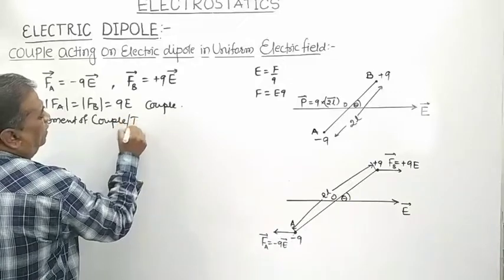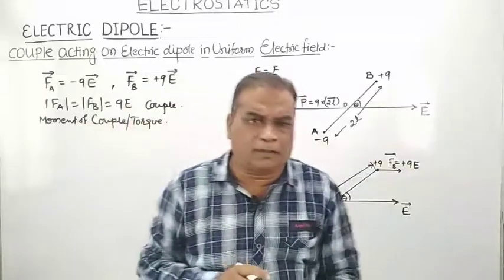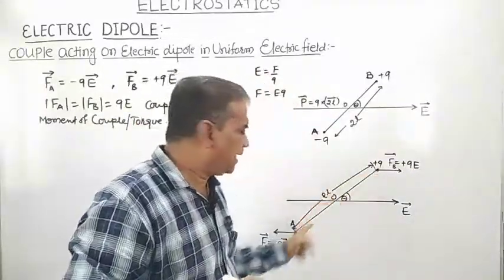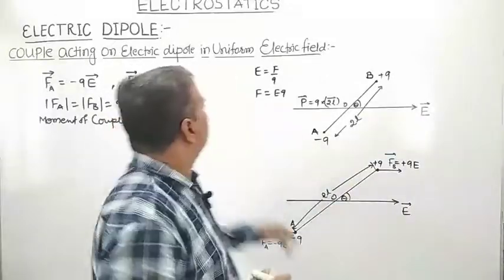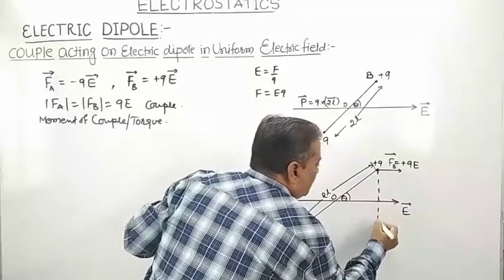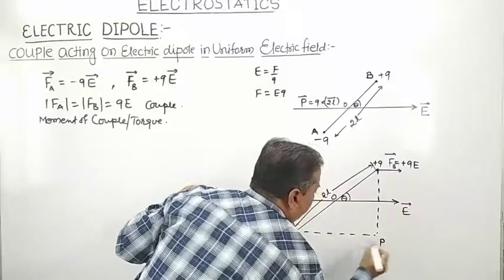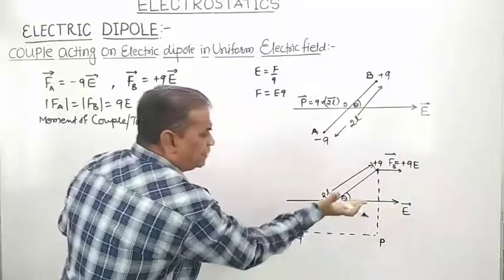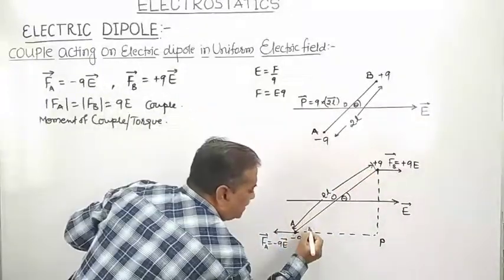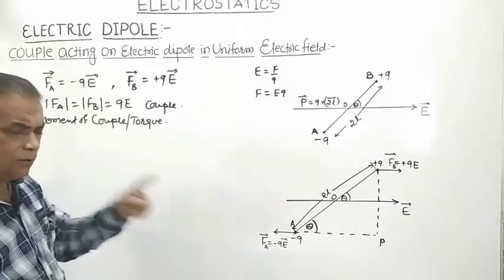Moment of a couple, or you can call it the torque. So the torque acting on an electric dipole, or a couple acting on this electric dipole due to the uniform electric field, can be obtained like this. Draw a perpendicular and extend this force, so they will meet at point P. If the angle between the direction of electric field and the axis of dipole is theta, this angle is also theta.